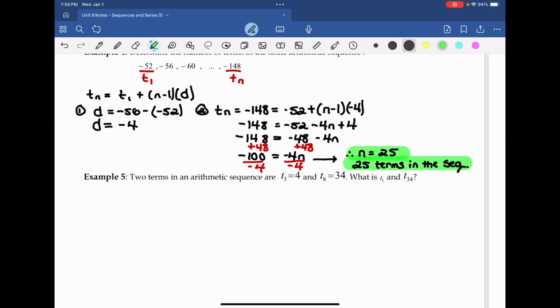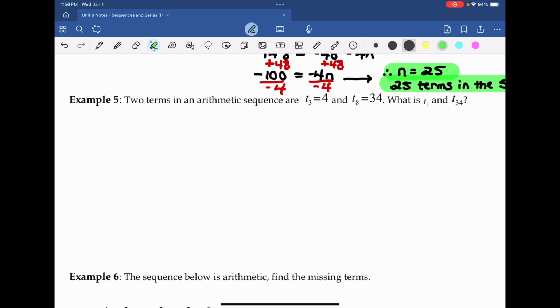Okay. Now let's continue below, and we look at the following example where they say there's two terms in the arithmetic sequence, which are T3 equals 4 and T8, which is equal to 34. What is T1 and T34? Okay, interesting. So we want to figure out two pieces of this, but in order to figure this out, again, we need to figure out some specific details. And one of those specific details is, of course, what is the T1, but we also want to figure out what that common difference is.